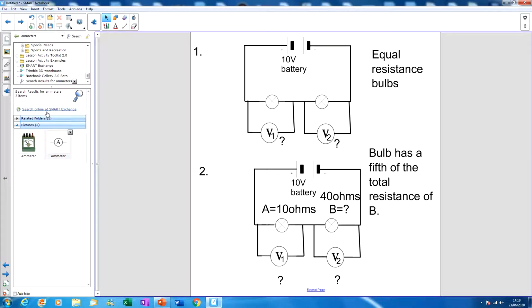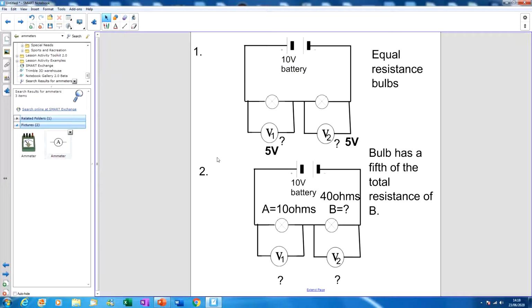So let's go over the answers. In question number 1, the bulbs have equal resistance again. So V1 and V2 have to be the same, and they have to add up to 10. So the only way you can meet that criteria is if V1 and V2 are both 5 volts. So give yourself a tick if you said 5 volts for each one.